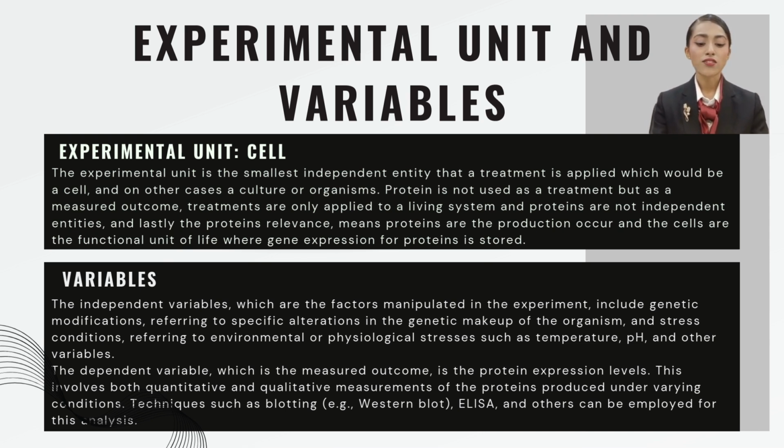Independent variables are the factors manipulated in the experiment. That includes genetic modifications, which refers to specific alterations in the genetic makeup of an organism. Not only that, stress conditions, which refers to environmental or physiological stresses such as temperature, pH, and other variables. The dependent variable, which is the measured outcome, would be protein expression levels. This involves both quantitative and qualitative measurements of proteins produced under varying conditions. Techniques such as blotting, ELISA, and others can be employed for this analysis.